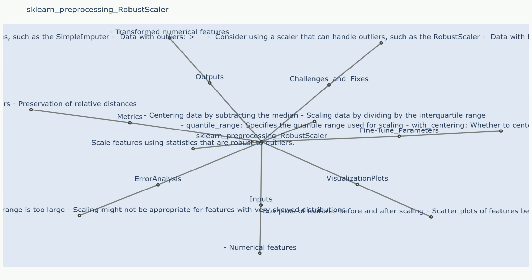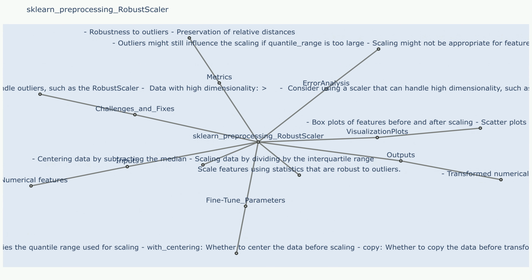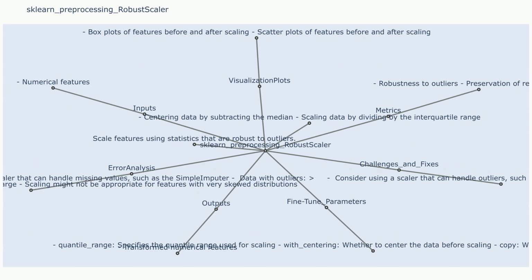Steps: Calculate the median of each feature. Calculate the interquartile range, IQR, of each feature. The IQR is the difference between the 75th percentile and the 25th percentile. Center the data by subtracting the median from each feature. Scale the data by dividing by the IQR. Metrics: IQR, interquartile range. Median, the central value of a sorted dataset.